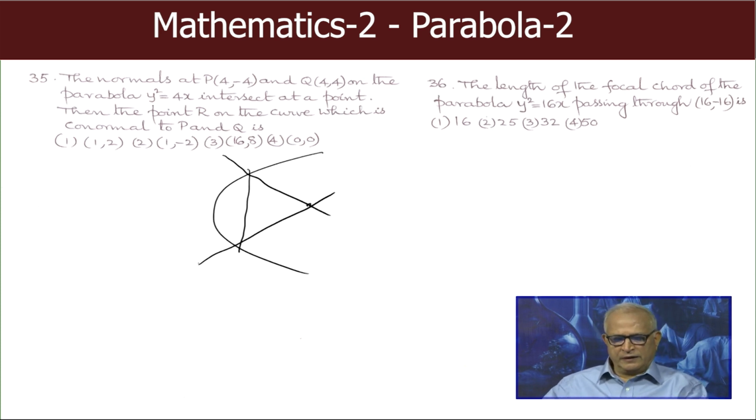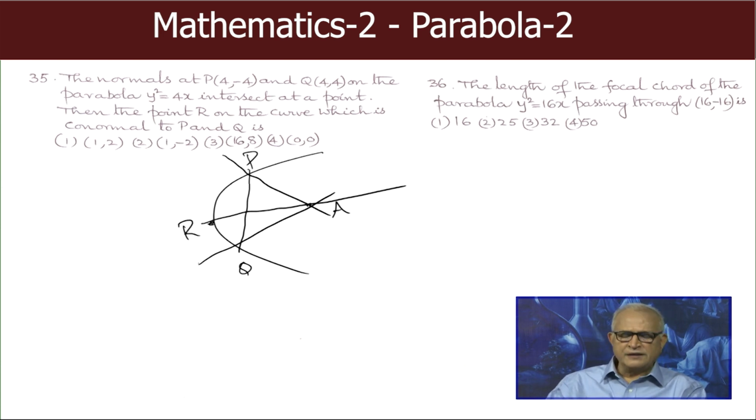Then the point R on the curve, which is co-normal to P and Q, is... There must be some other point at which the normal drawn also passes through. Conormal means all the three normals drawn to the parabola at three different points are concurrent. If the first two normals drawn to the parabola at P and Q meet in some A, this is P, this is Q, and it is asking for R. Well, if R is the point on the parabola at which the normal drawn to the parabola also passes through A, then you say that P, Q, R are conormal points.